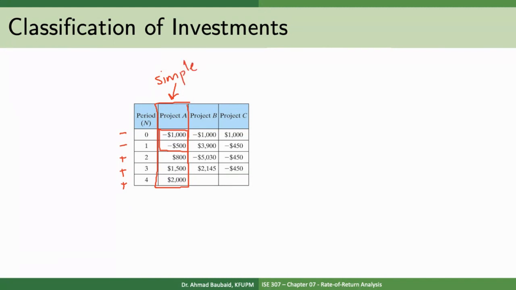What about project B? Someone else, maybe? Okay, you can go ahead, Mohammed. Non-simple, because we have two sign changes, and the first one's negative. Yes, the initial cash flow is negative, and then we go positive, negative. Actually, we have 1, 2, 3 sign changes, really, because negative to positive, positive to negative, and then negative to positive again. But yes, you have more than one. That's the important thing.